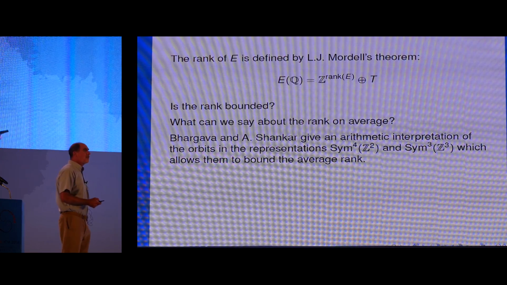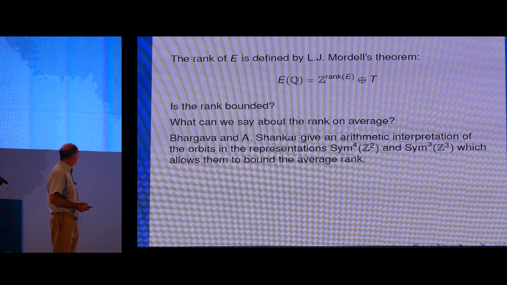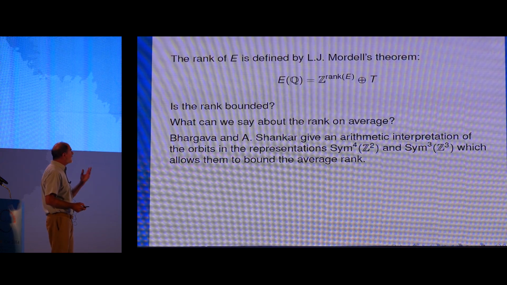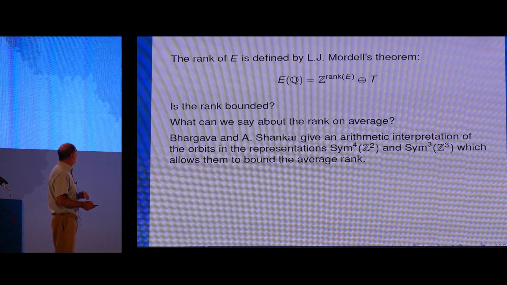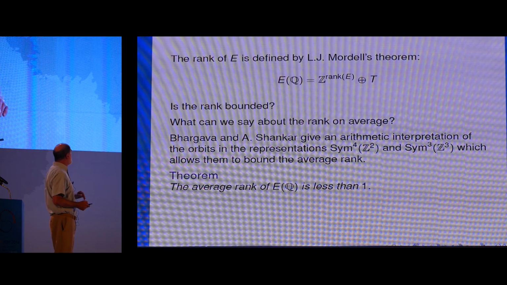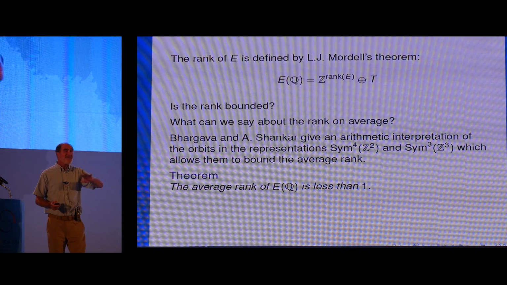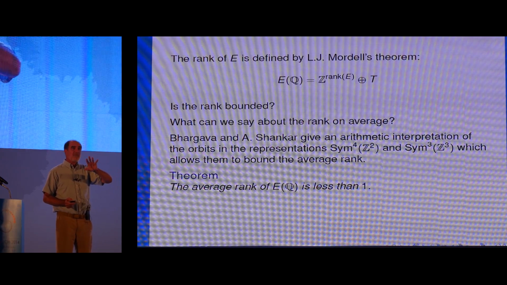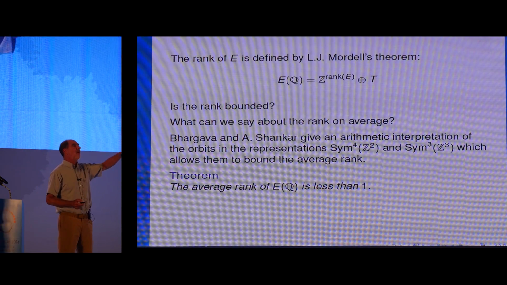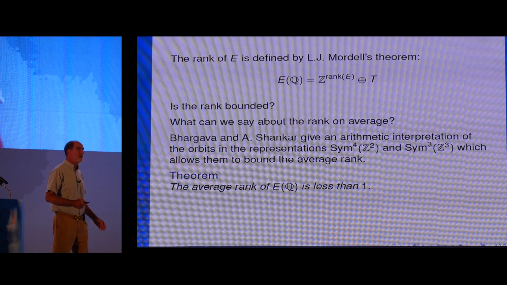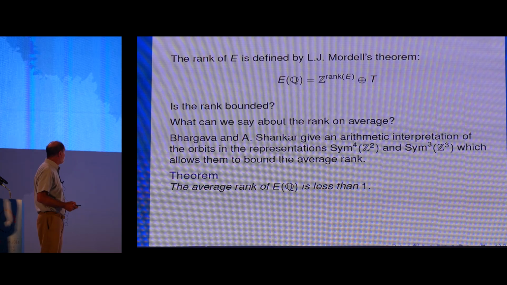And he proved a wonderful, wonderful theorem with his student Arul Shankar, who's also at this Congress, by studying the orbits on this representation of binary quartics and also ternary cubics. And they proved that the average rank is less than 1. Now, before this result, no one could even prove that the average rank was finite. Perhaps as you let a and b get large, the rank kept getting larger and larger. But this is the first piece of evidence that perhaps the average rank is a half.